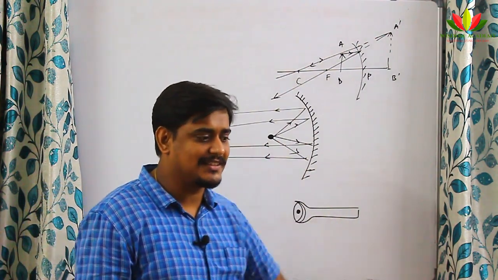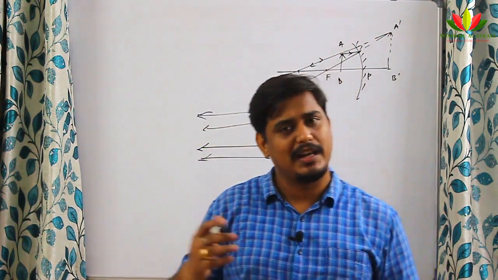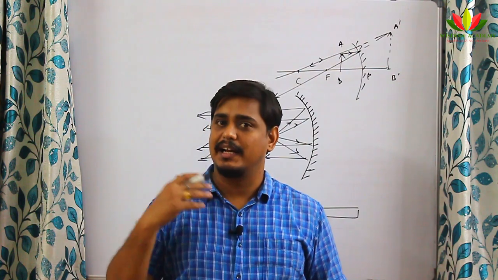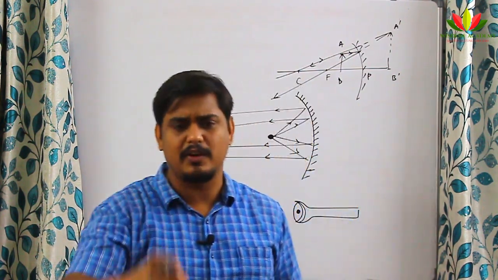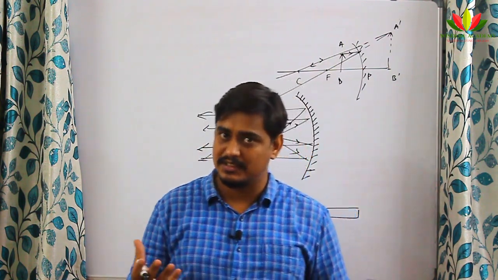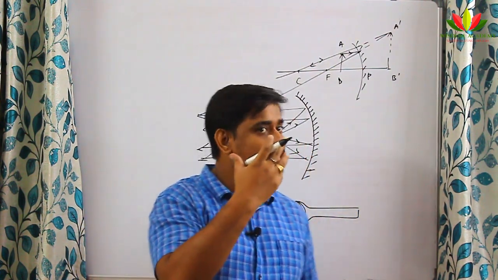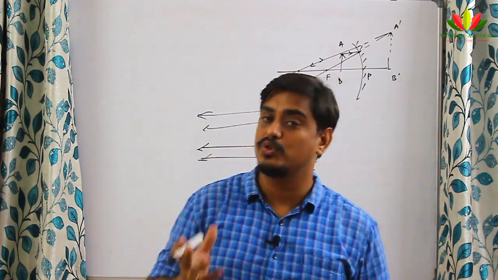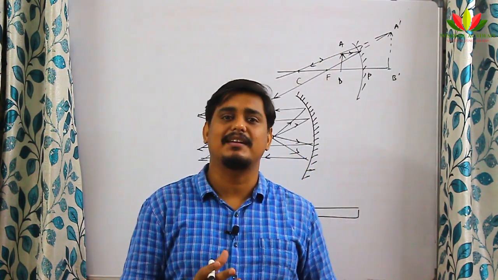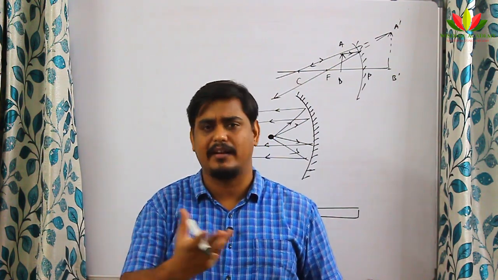So if the question is asked like what are the uses of concave mirror, you can write it is used in the headlamps of the vehicles to get a powerful ray of light. It is used in torches. It is used by the dentist to see the cavities of the teeth. It is used by the makeup artist for doing the makeup of actors and actresses. These are some common uses of concave mirror.